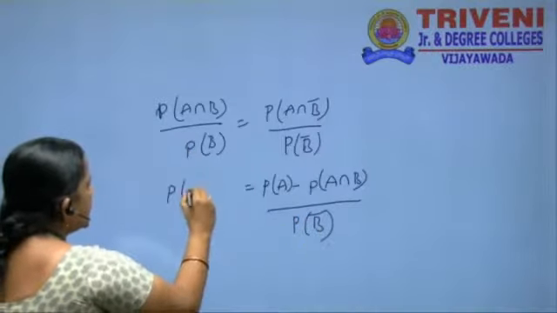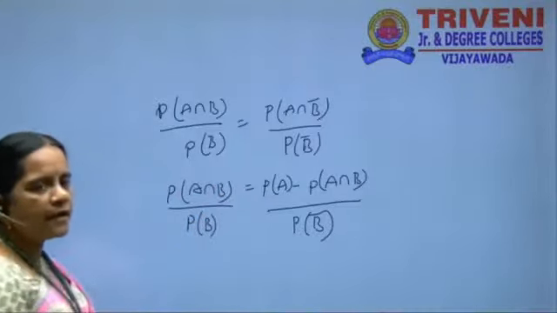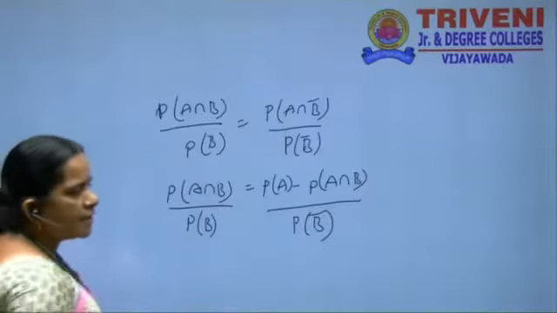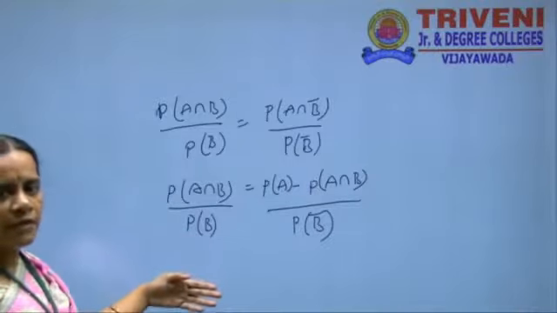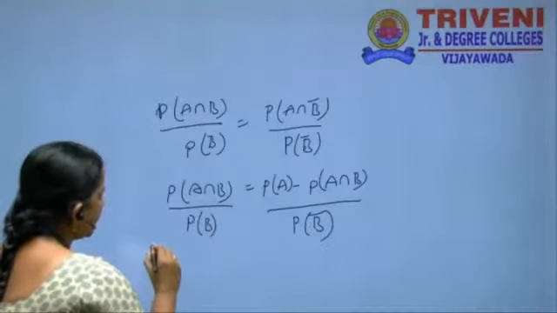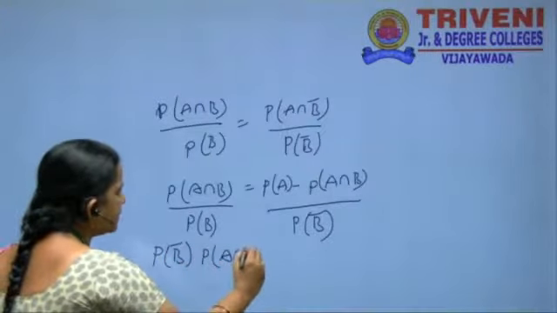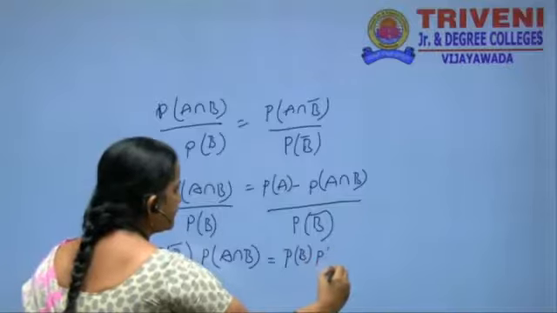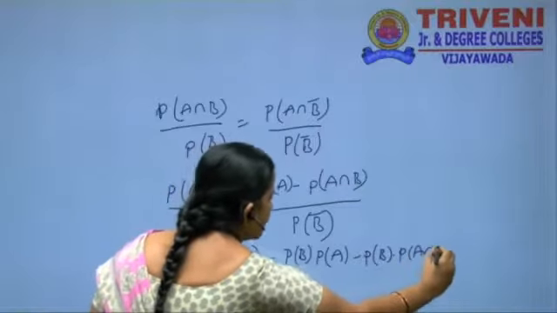Here we have P of A intersection B by P of B. For the if and only if case, we take the given value and have to prove that P of A intersection B is equal to P of A into P of B. Cross multiplying, we get P of B bar into P of A intersection B is equal to P of B into P of A minus P of B into P of A intersection B.